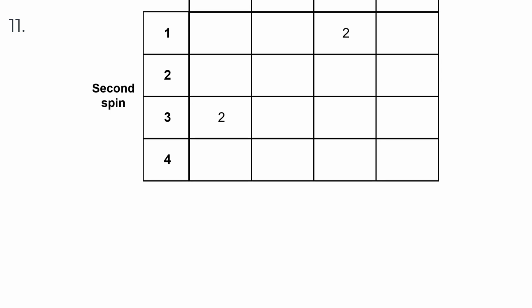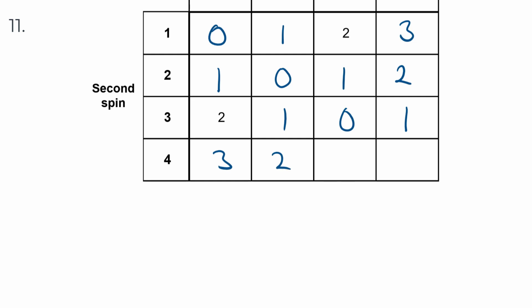So if I got 1 in the first spin and 1 in the second spin, then 1 subtract 1 is 0. If I got 2 in the first spin and 1 in the second spin, then 2 subtract 1 is 1. 3 subtract 1 is 2, and 4 subtract 1 is 3. If I got 1 in the first spin and 2 in the second spin, then 2 subtract 1 is also 1. 2 subtract 2 is 0. 3 subtract 2 is 1, and 4 subtract 2 is 2. And I can just fill out the rest of the table in the same way. So 3 subtract 2 is 1, 3 subtract 3 is 0, 4 subtract 3 is 1, 4 subtract 1 is 3, 4 subtract 2 is 2, 4 subtract 3 is 1, and 4 subtract 4 is 0.